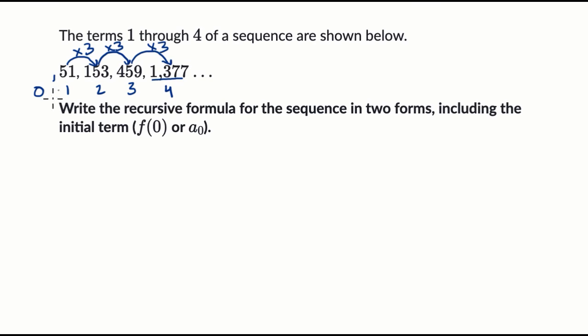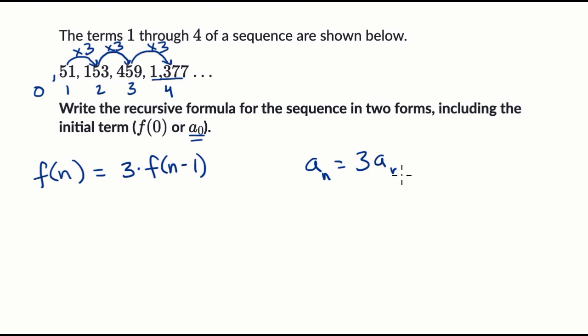So it looks like what is happening here is every term, so f sub n, the nth term, is equal to the term right before that times 3. So we could write 3 times f of n minus 1. Or if we wanted to use the subscript notation here, I could write a sub n, the nth term, is equal to 3 times the term before it, the n minus first term.